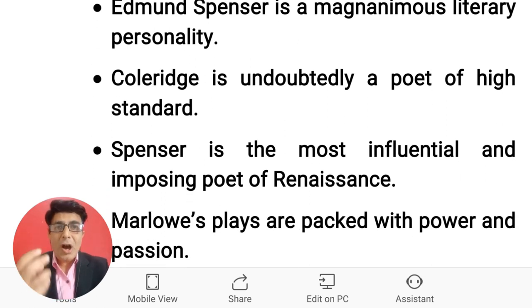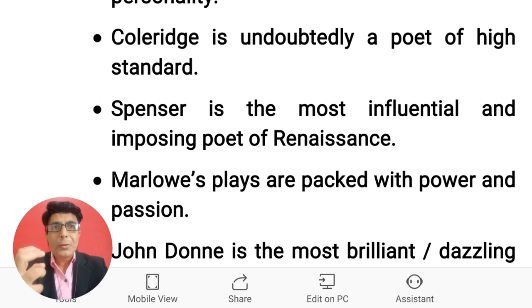Or you can say Coleridge is undoubtedly a poet of high standard. Now, it is not necessary that you are writing an answer on Coleridge. If you are writing an answer on John Donne, then you can say John Donne is undoubtedly a poet of high standard. Or you can say he is the most influential and imposing figure of the Renaissance, right? Or you can say Marlowe's plays are packed with power and passion, right? So, packed with power and passion, this is a kind of artistic language.